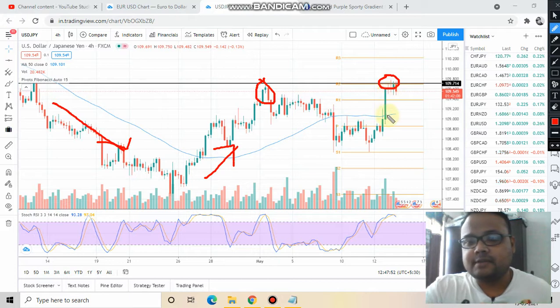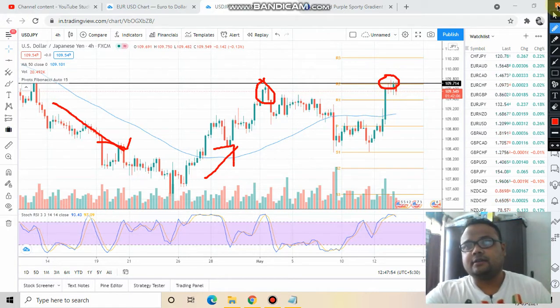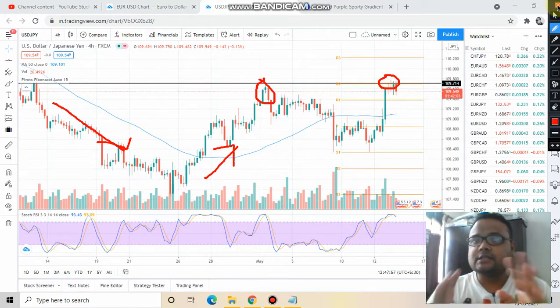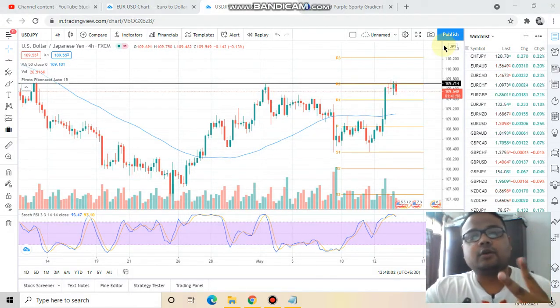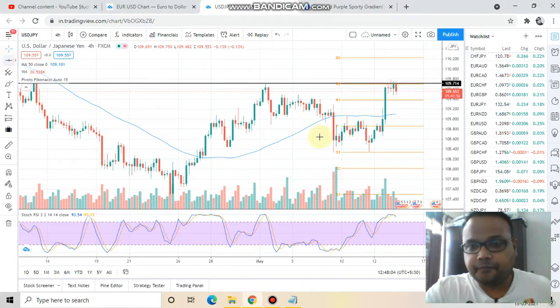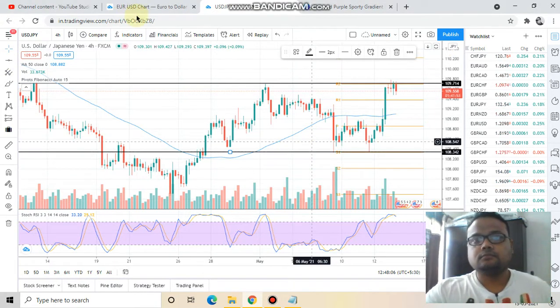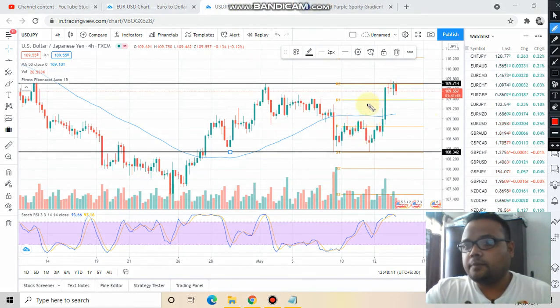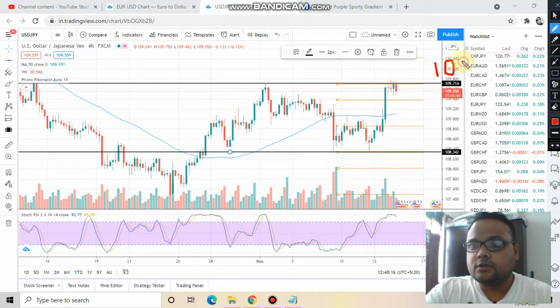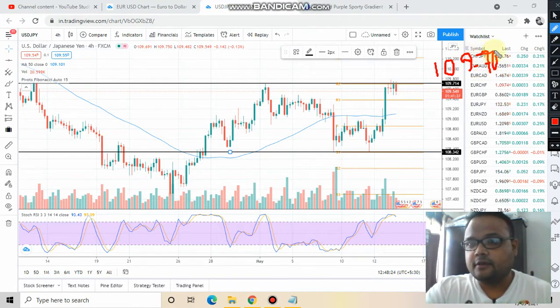So what is the main issue? What should be the strategy then? After considering the resistance on the weekly chart, we have two trading possibilities on this chart. The first trading opportunity will be this line, 109.70. Previously I told you 50, it's 70. This particular level, 109.70.